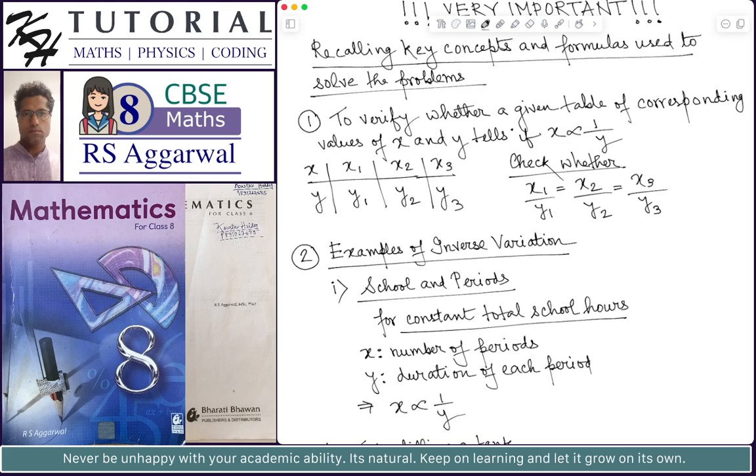I did it wrong, this is completely wrong. So we have to check whether the quantities x and y are varying inversely or not.